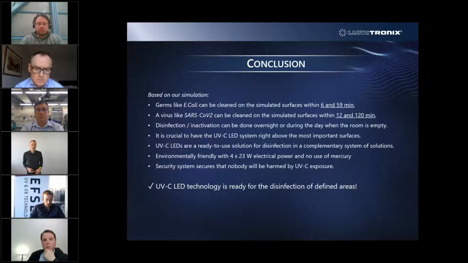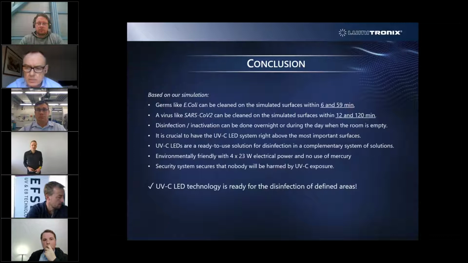A real disinfection or inactivation can actually be done overnight or during the day when the room is empty, which is also not that unlikely because doctors usually change the room after a treatment. We saw how crucial it is to have a good setup, placing the light source and placing the furniture in order to have a very good coverage of all the surfaces. But also we saw how important it is to place the light source right above the most important surfaces.